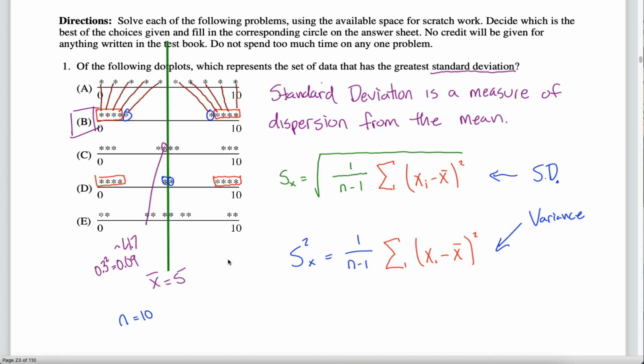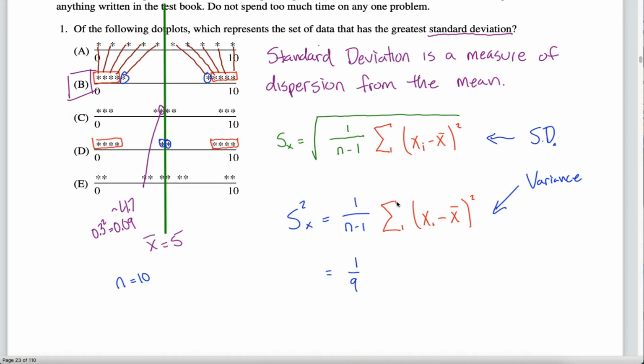If n is 10 in each of these different cases, then this factor is 1/9 in each of the different cases. And since it's the exact same in each of the different cases, we can essentially just ignore it. Whichever case leaves us with the largest value from this red factor will have the greatest variance and therefore the greatest standard deviation. So what is this red factor?